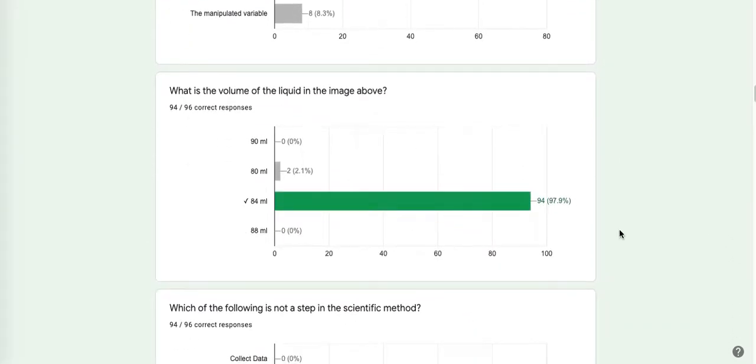The second question showed you an image of a graduated cylinder, and you had to read it and tell me how much fluid was inside. And the answer was 84 milliliters, and most people got that right. With those graduated cylinders, you just have to be sure to read the bottom of the curve, or the bottom of the meniscus.